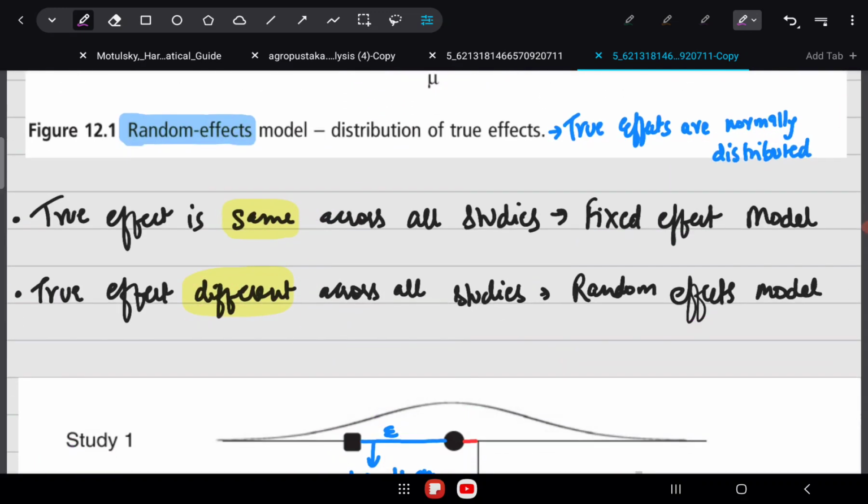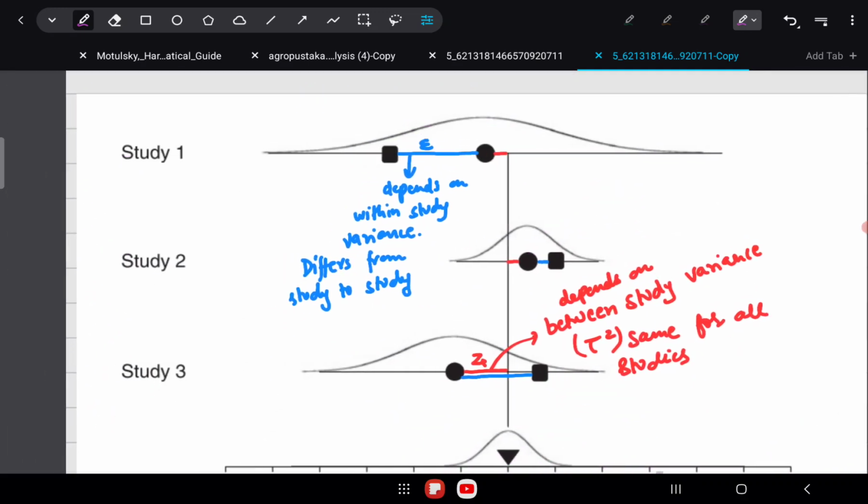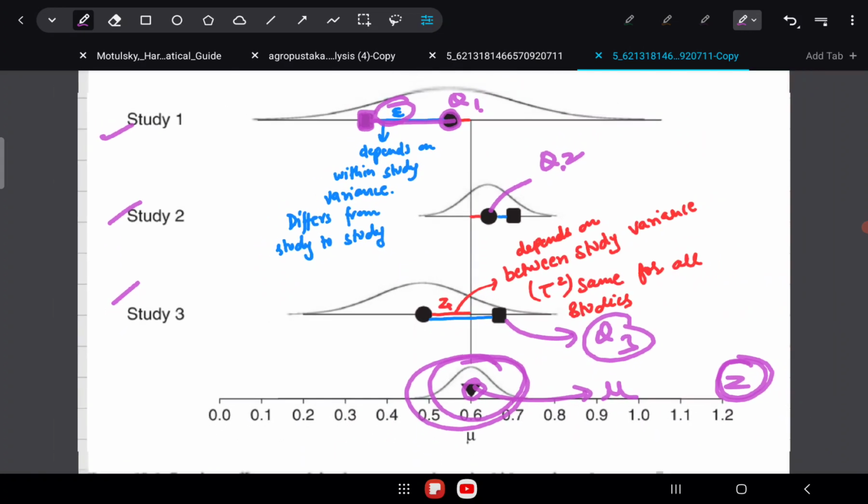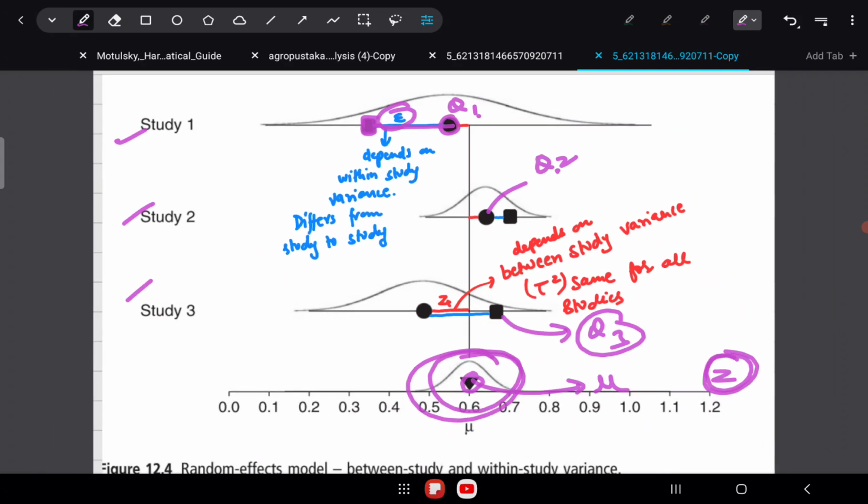Again to summarize, there is a difference between the mean of the distribution of the true effects and the observed effect. This is the observed effect, which is denoted by a square, right? So this difference, in random effect modeling, is attributed to two variables. The first variable is zeta, which is the true variation, because in random effect modeling the assumption is that the true effects are themselves changing, right? So that is being denoted by zeta.